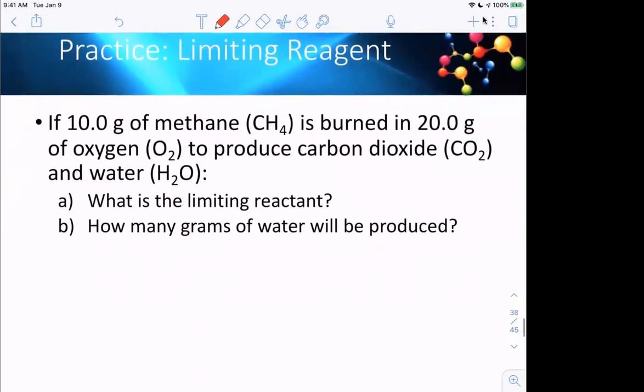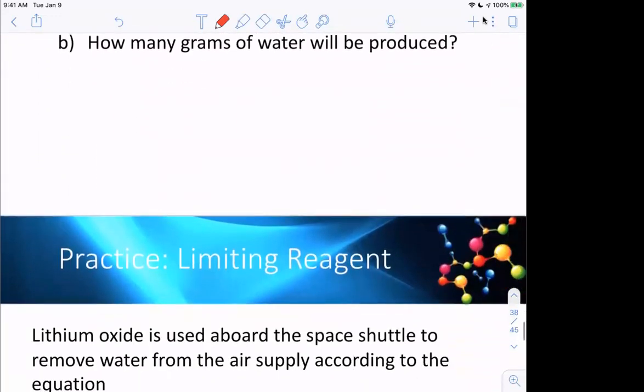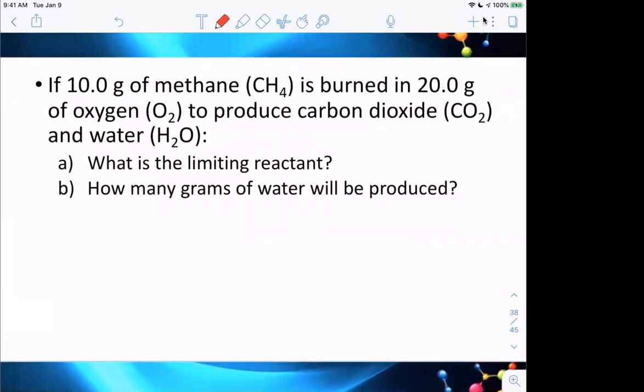Here's an example. If 10 grams of methane is burned in 20 grams of oxygen to produce carbon dioxide and water, what is the limiting reactant? And how many grams of water will be produced? So let's write the reaction. I have CH4 gas plus O2 gas, making CO2 gas and water. The water that's produced is actually a gas because it's at a high temperature.